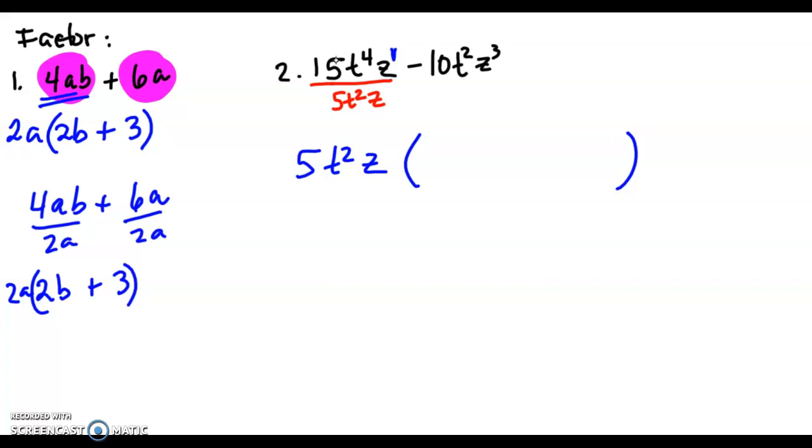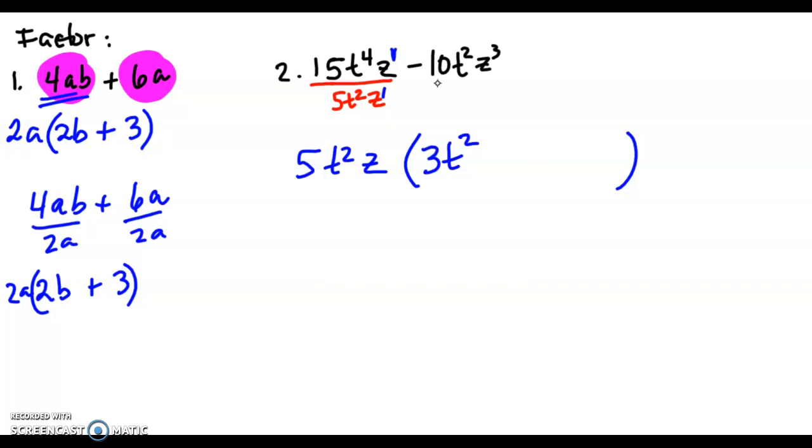That's what you're thinking. 15 divided by 5 gives me 3. T to the power of 4 divided by t to the power of 2. Well, if you remember from the past, we subtract exponents when we're dividing. So if you think we have 4 here, we divide those by 2, we're left with 2. We subtract the exponents. And z to the power of 1 divided by z to the power of 1. Well, anything divided by itself is 1, so that cancels out.